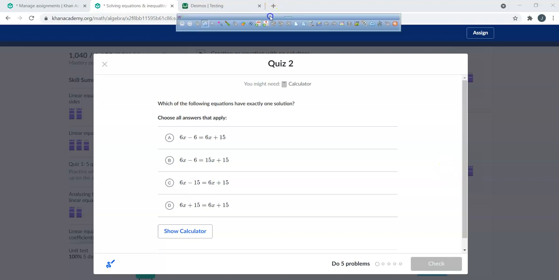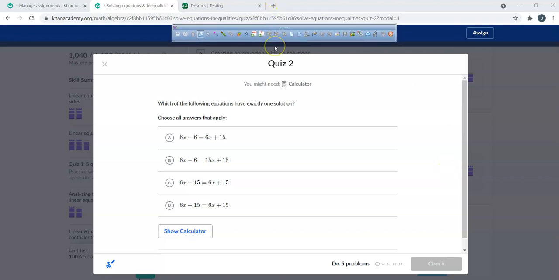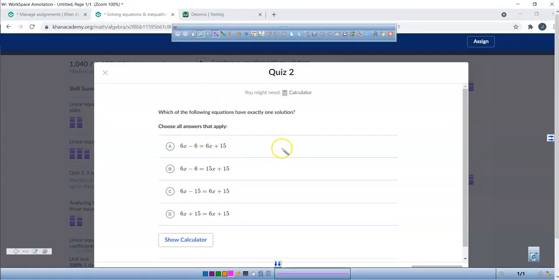So today we're going to be talking about solutions to equations. Right now, we have 6x minus 6 equals 6x plus 15. That's our first equation right here. It asks, which of the following equations has exactly how many solutions? One solution. So if we look at answer choice A, what do you notice is on the same side?